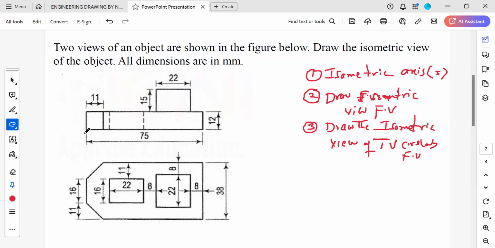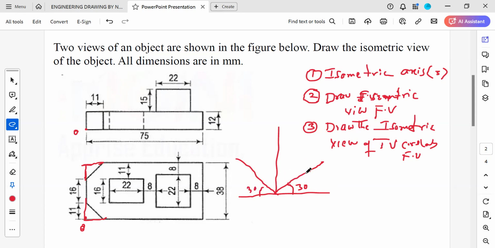So let us start. The starting point will be this one. You draw a horizontal line, a vertical line. We need to draw, you need to take three axes. That is the vertical axis of the isometric view, this right side 30 degrees line, and this left side 30 degrees axis line. Like this, we need to draw the initial axes.